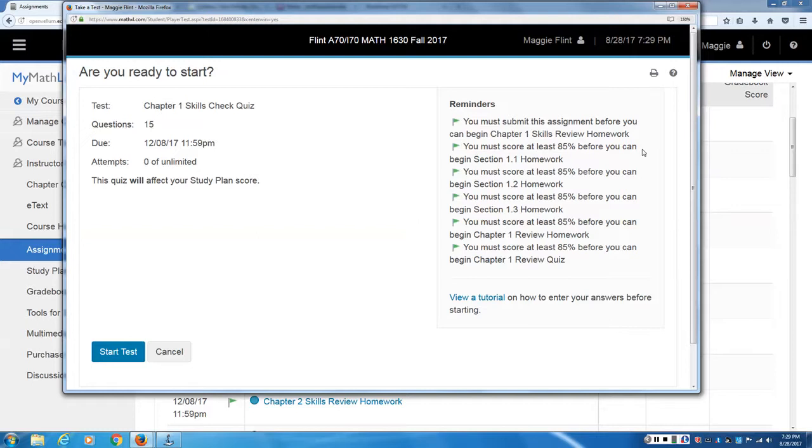If you only need to do a little bit of the homework in order to bring your grade up because you need a little brush up on 2 problems, then you go and do those 2 problems in the homework, and then you go back to the skills check quiz and take it again so that you can get those 2 problems.